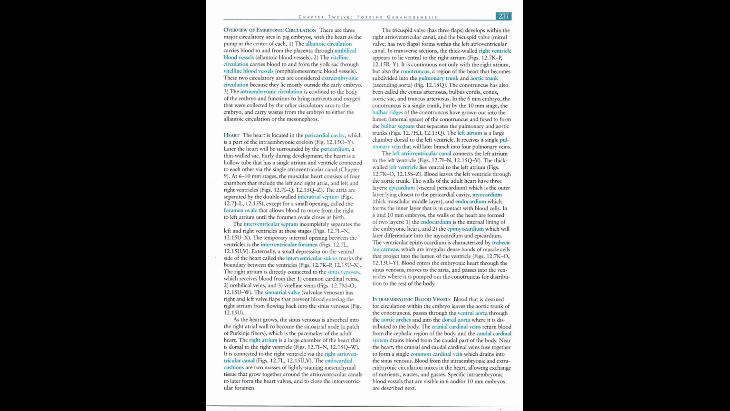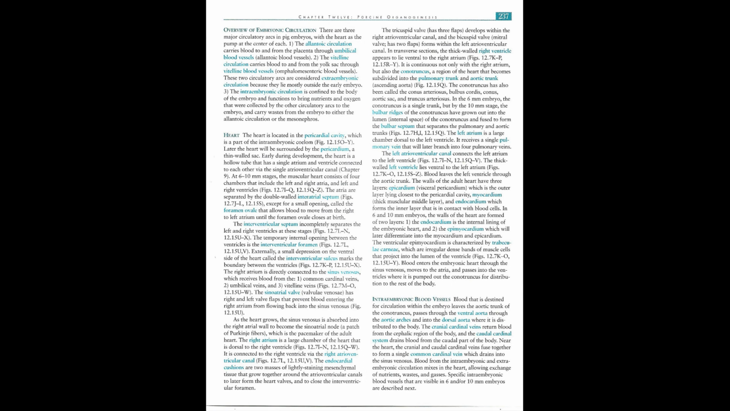The ventricular epimyocardium is characterized by trabeculae carneae, which are irregular dense bands of muscle cells that project into the lumen of the ventricle, Figs 12.7 KO, 12.15 UY. Blood enters the embryonic heart through the sinus venosus, moves to the atria, and passes into the ventricles, where it is pumped out the conotruncus for distribution to the rest of the body.